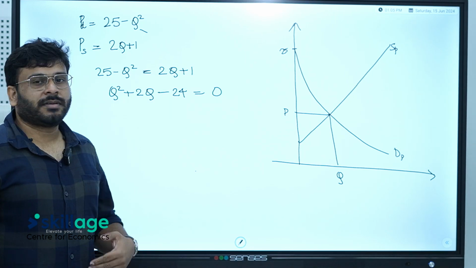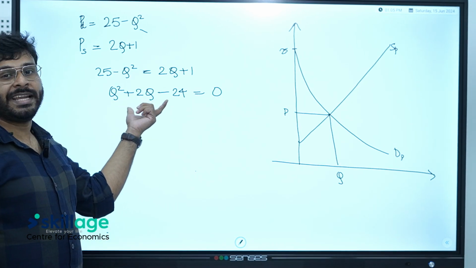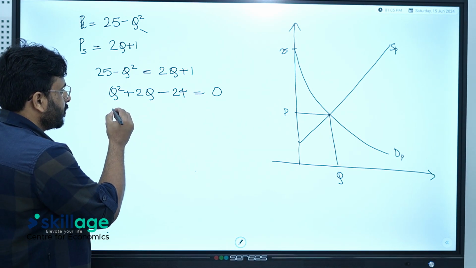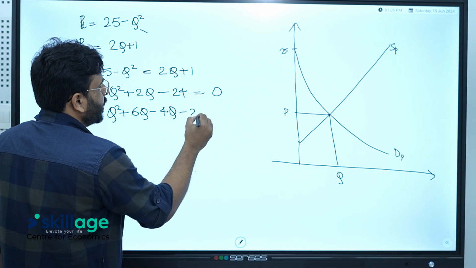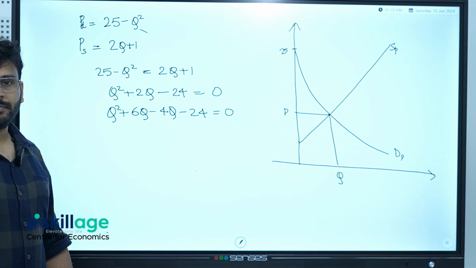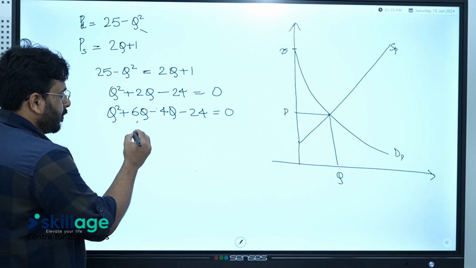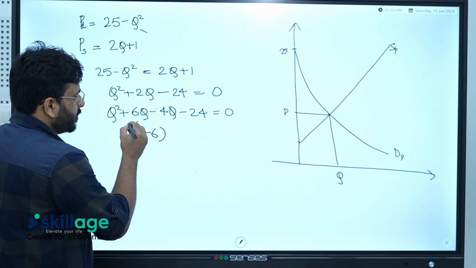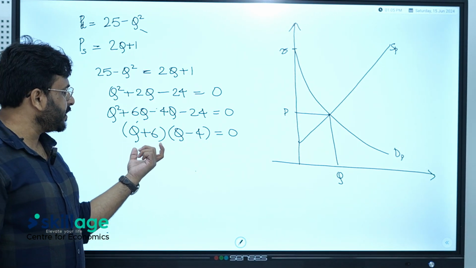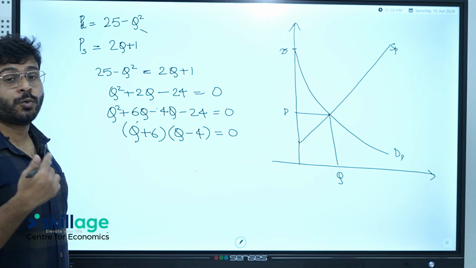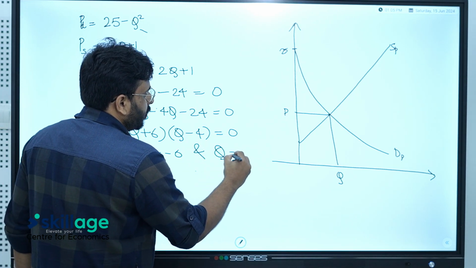Right. Now if you remember how to solve equations, you can do it by splitting the middle term. So q square plus 6q minus 4q minus 24 equal to 0. You have split the middle term into 6q minus 4q. Now a little rearrangement, and what you will get is (q plus 6)(q minus 4) equal to 0. So either this term is equal to 0 or this term is equal to 0. So you get two values of q: q equal to minus 6 and q equal to 4.